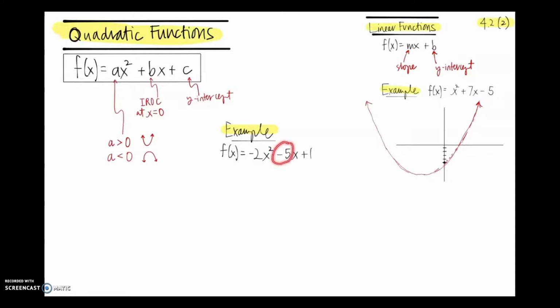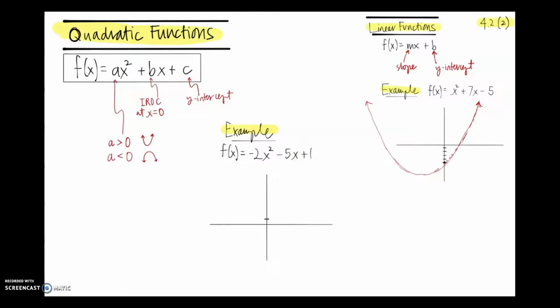Then this guy right here is telling us when it hits the y-axis, wherever it hits, it's going to be traveling at an instantaneous rate of change of -5. It's like a -5 slope as it hits that y-axis. And this last number tells us exactly where it does hit the y-axis, which is at 1. So let's see, let's put all that together.